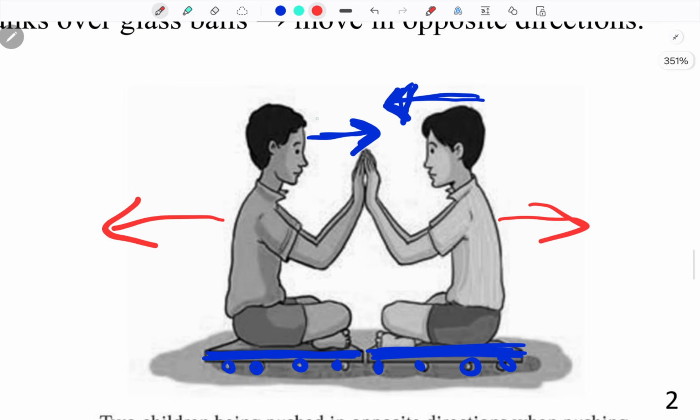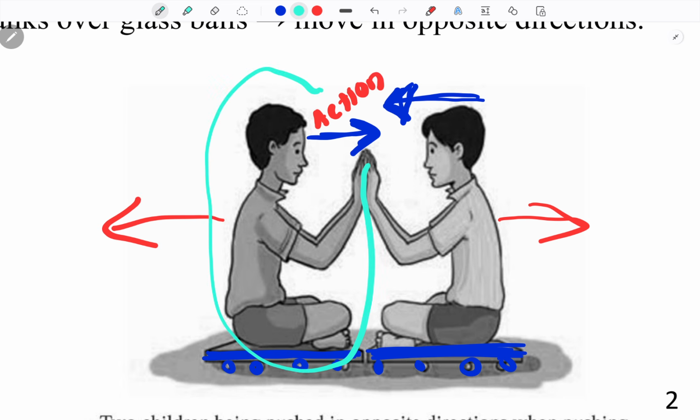Because this is this person's action, right? Let's focus only on this person. That person's action is in this direction. But there is a reaction force generated for his action, which is equal and opposite in direction, so he starts to move in this direction.